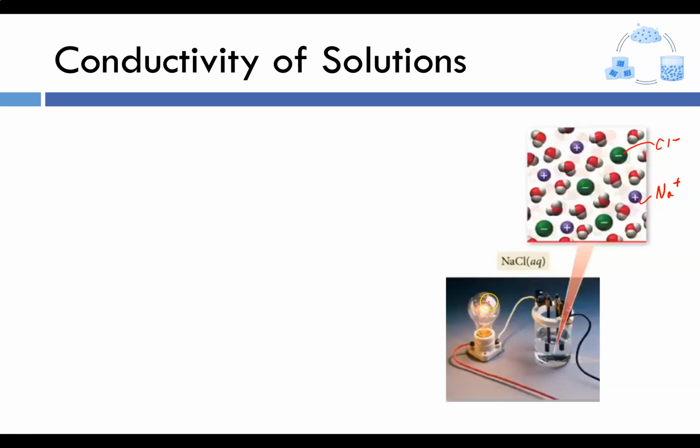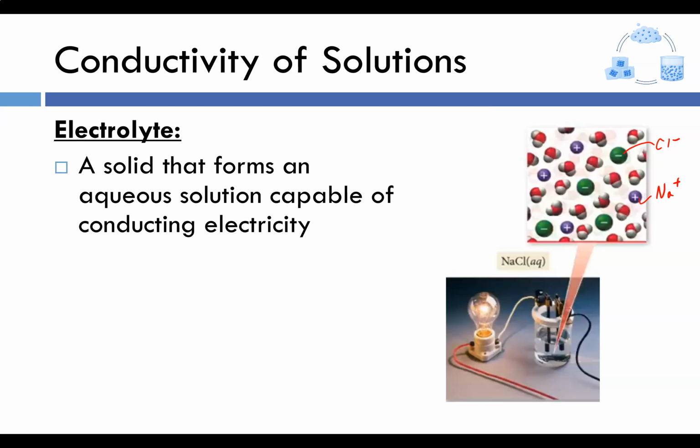Since this solution is able to conduct electricity, and we know that because the light bulb is glowing, we would say that NaCl, sodium chloride, is an electrolyte, or that aqueous sodium chloride is an electrolytic solution. So when we say electrolyte, we're just talking about a solid that will form an aqueous solution that is capable of conducting electricity.